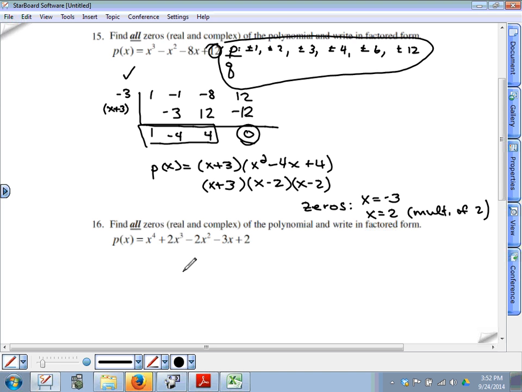Okay, similar thing here on question 16. Got to do the P over Q list and everything else. P are the factors of the constant, plus or minus 1, plus or minus 2. Q again are factors of the leading coefficient, plus or minus 1. So if we take all the factors of P divided by the factors of Q, then this over here becomes our P over Q list. You go through, try some, some of them work, some of them don't. We get a little lucky in this one because 1 actually works.